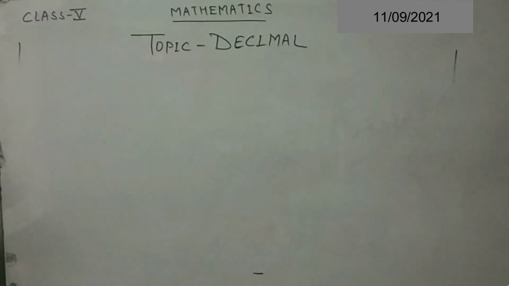Children, in the previous class I taught you about fractions and gave you notes related to fractions. Today I will teach you decimals. Students, our topic today is decimals. First I want to explain what a decimal is. A decimal is a number expressed in the scale of tens.